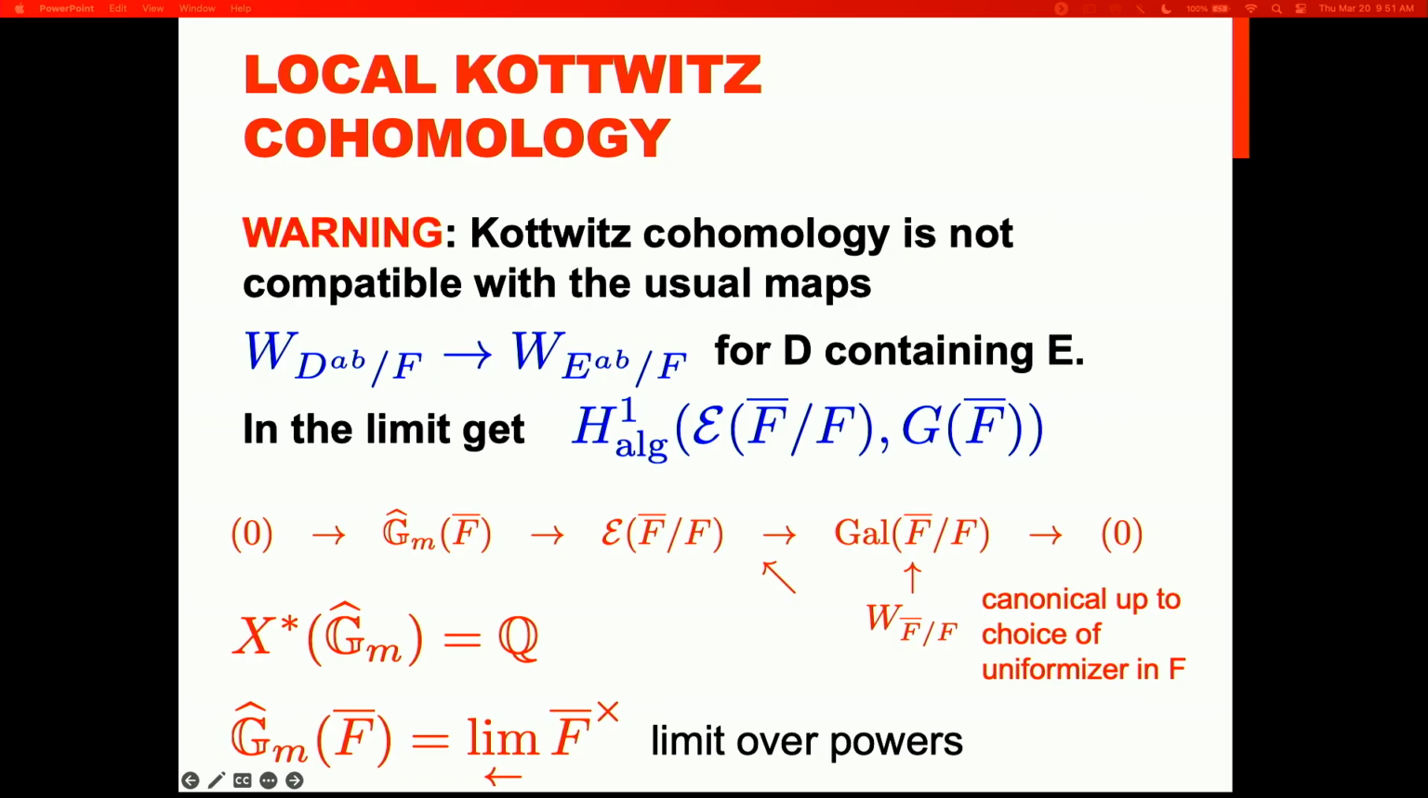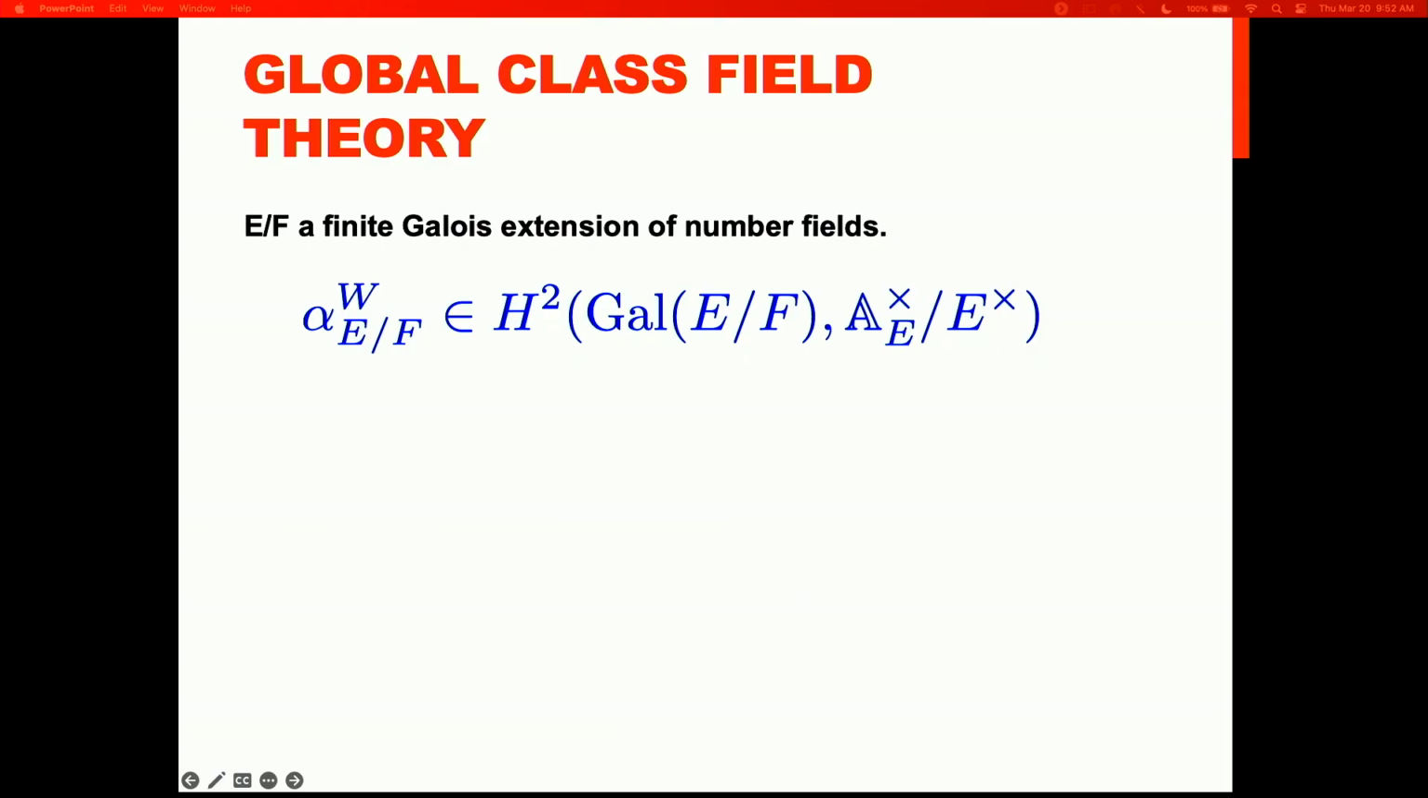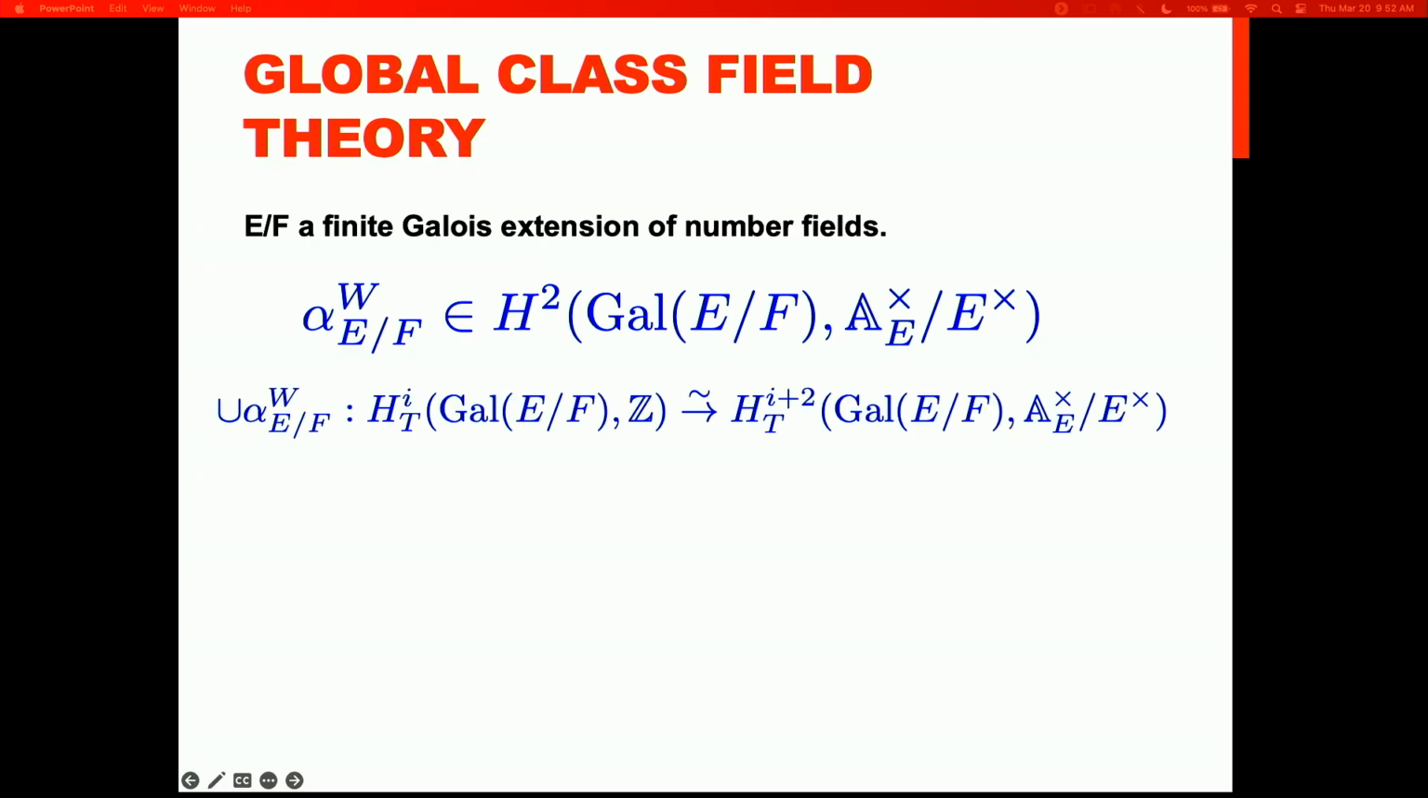Okay, so let me now turn to the global situation. So global class field theory, again, gives a fundamental class. If I have a finite extension of number fields, it gives me a fundamental class in the Galois group of E over F, valued in the Idele class group. And again, Tate-Nakayama proved that if you cup, well, I'm not sure who first proved this, you cup with the fundamental class, you get an isomorphism between the Tate cohomology of Z and the Tate cohomology 2 degrees higher in the Idele class group.